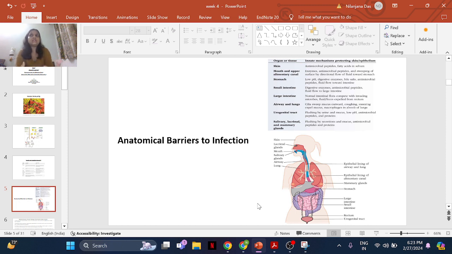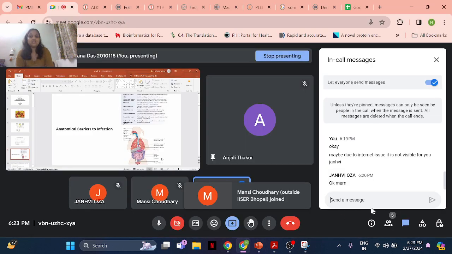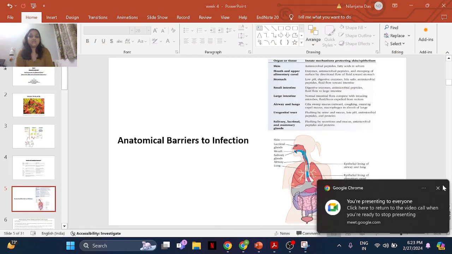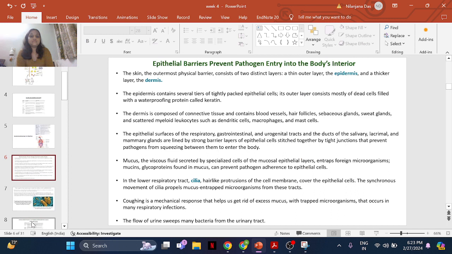Otherwise, you can think, there are so many pathogens out there. If there were no anatomical barriers in our body, then how prone we would be to different kinds of infection. But in reality, this is not the case due to the presence of these barriers. So our epithelial barriers prevent the pathogen entry into our body's interior.